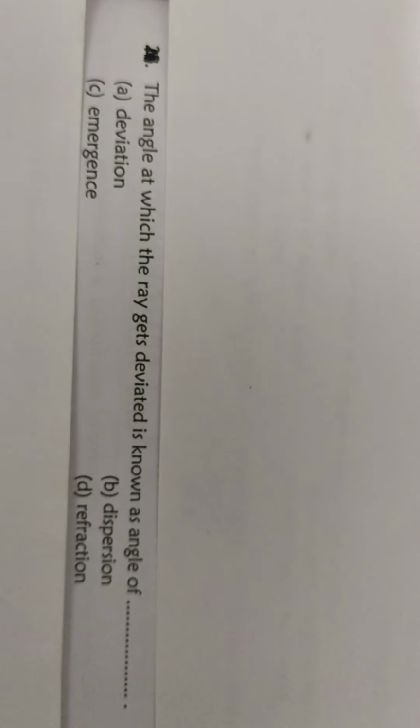A very simple MCQ. The angle at which the ray gets deviated is known as angle of dash. Now, we know that first we have the incident ray and then the final ray is an emergent ray through the prism. So the angle at which the ray gets deviated means the angle between the incident ray and emergent ray, and that is known as angle of deviation.